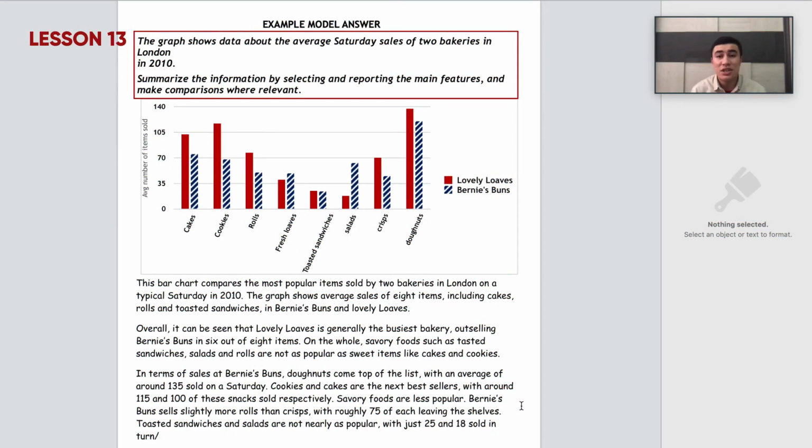Okay, guys, here we have an example model answer, and this is the title of this chart here. The graph shows data about the average Saturday sales of two bakeries in London in 2010, and you're given a bar chart, and we have two bakeries, Lovely Loaves and Bernie's Buns, and okay, this is our introduction.